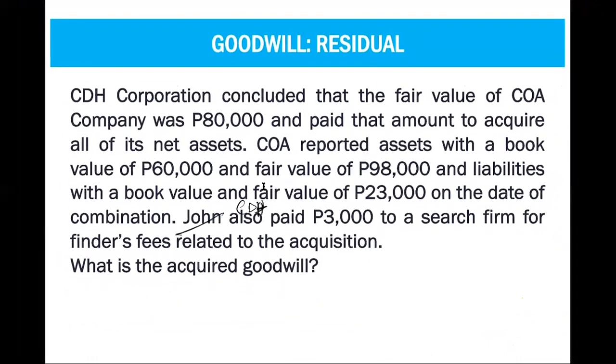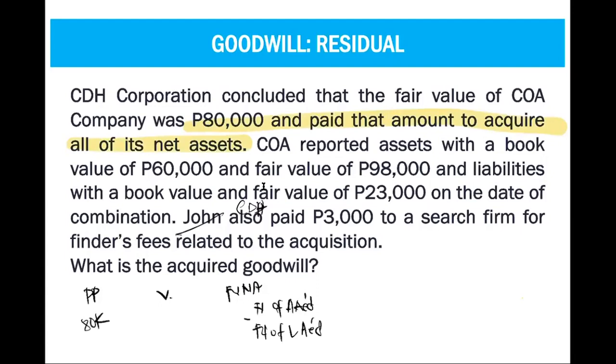So in acquiring goodwill, what do we compute? The purchase price versus the fair value of net assets. How do we compute your fair value of net assets? Fair value of assets acquired, and then fair value of liabilities acquired. So what is the purchase price? CDH purchased COA for 80,000. Okay, so that is the amount that we paid. And then we get the fair value of net assets. So who is the acquired company? Take note, CDH purchased COA. So COA is the acquired company.